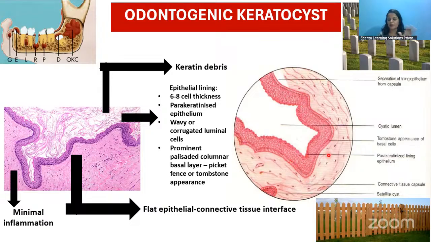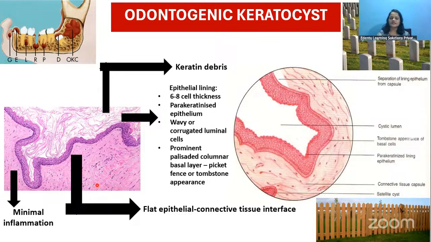So this is all about the epithelium. The surface will usually be wavy or corrugated in appearance like this. Underneath, you will have the spinous cells, and the basal cells are the characteristic feature to identify in OKC. They show a picket fence appearance or tombstone appearance, with very dark hyperchromatic nuclei placed away from the basement membrane. So while drawing the picture of this OKC, please make sure that you draw these features correctly.